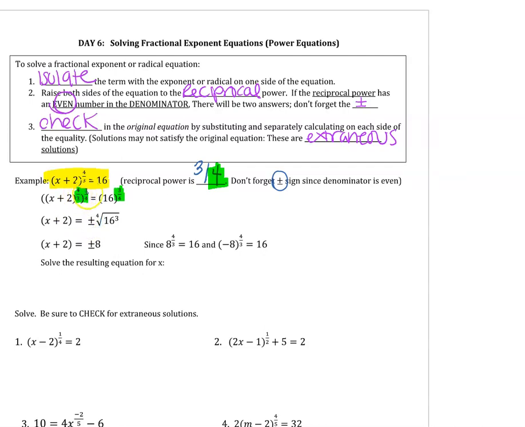So these undo each other, so that leaves you with x plus 2 to the first, which is just x plus 2. Rewriting this with power over root, this is the same thing as the 4th root of 16 cubed, which is the same thing as 2 cubed, which is 8, which is why you're seeing plus or minus 8 here. So then if I subtract the 2 over, I have -2 plus or minus 8. So -2 plus 8 would give me a 6. -2 minus 8 gives me a -10.